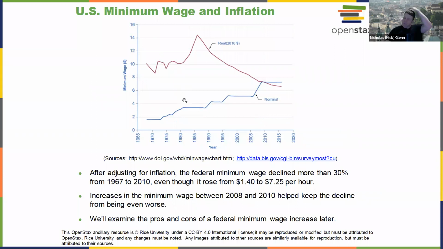Okay, so let's talk about minimum wage and how it's been increasing over time. It's up to $7.50 now. But since 1985, it's actually been decreasing in real purchasing power.